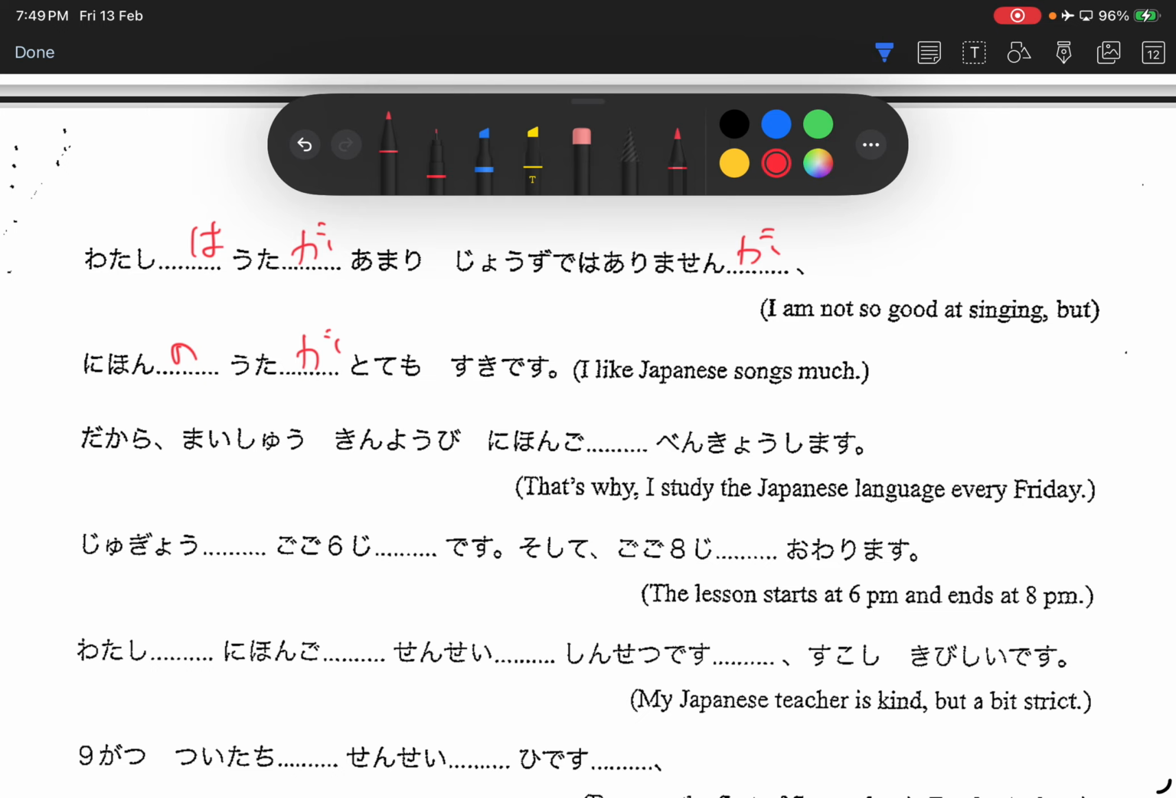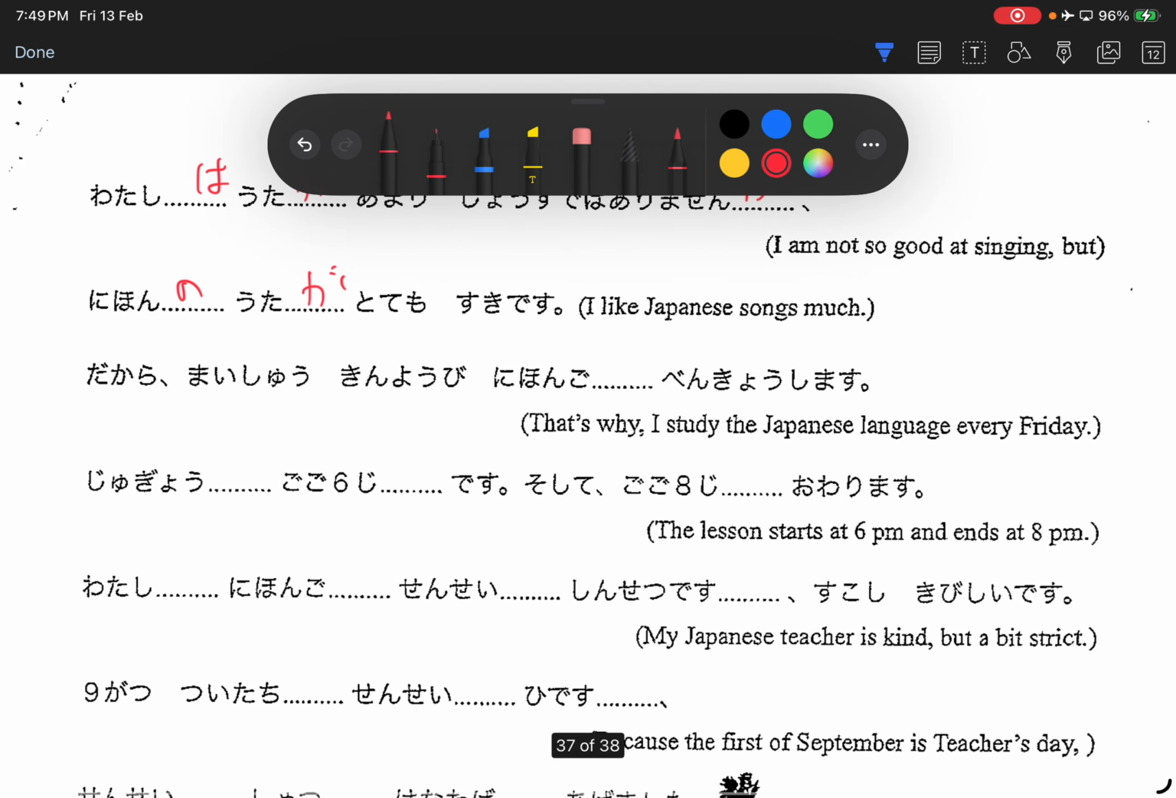Okay, move on. Can you repeat just now? Nihon no uta ga totemo suki desu. Dakara maishuu kinyoubi nihongo o benkyou shimasu. Okay, very good. Nihongo o benkyou shimasu. So nihongo is the direct object here.